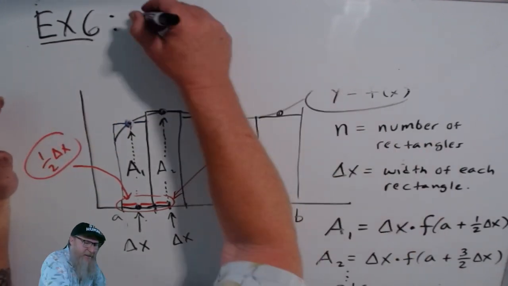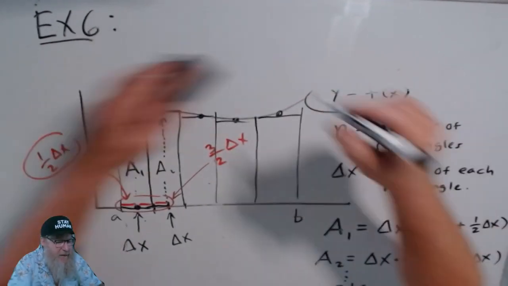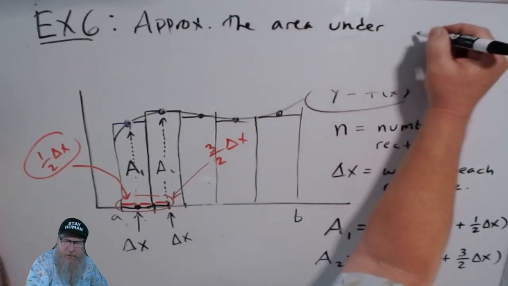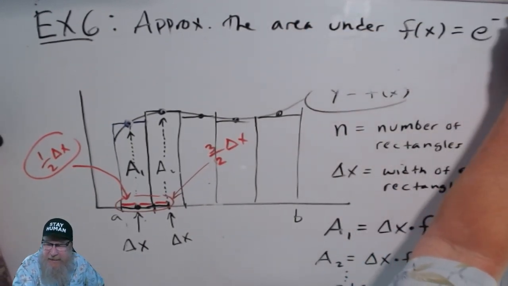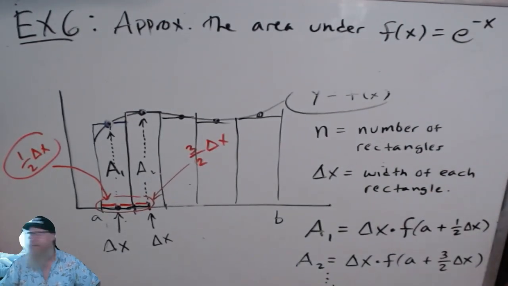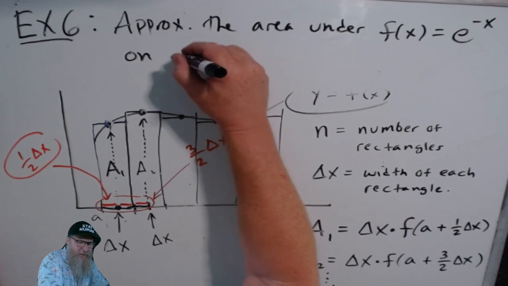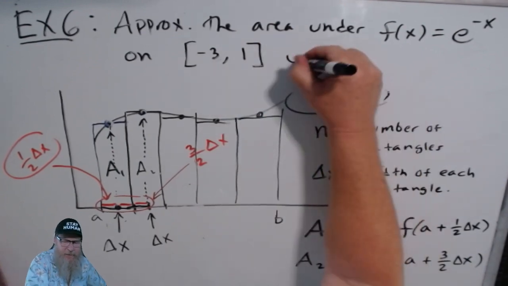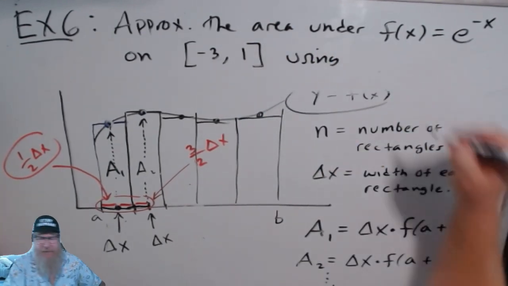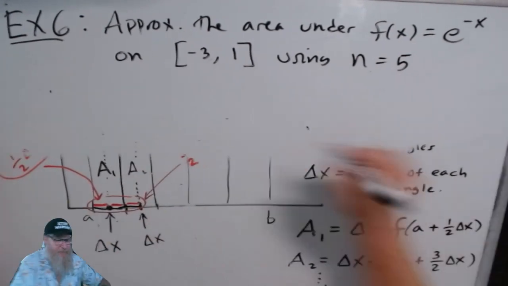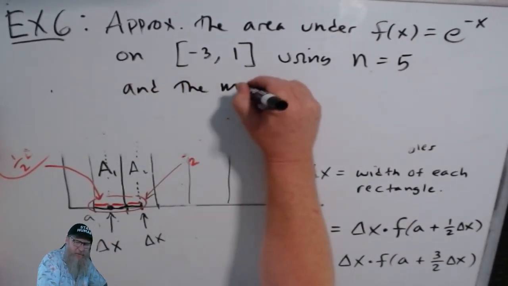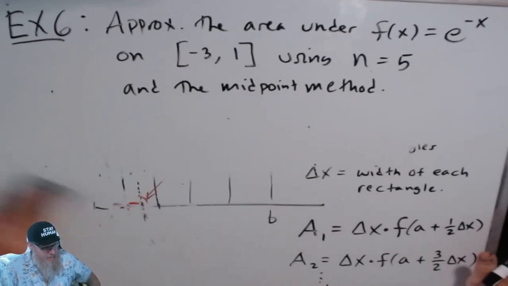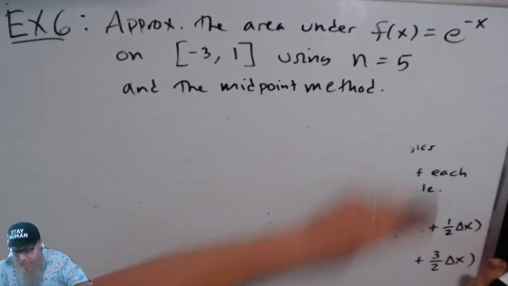So example 6, find the approximation of the area under the curve e to the negative x on the interval -3 to 1, using n equals 5 and the midpoint method. Or I've sometimes heard it called the midpoint rule.